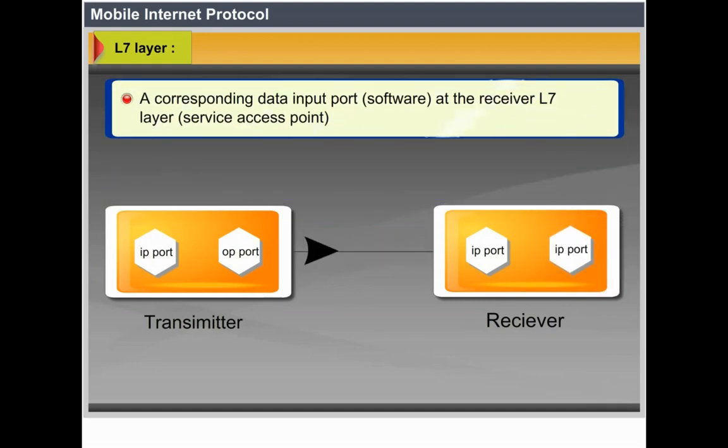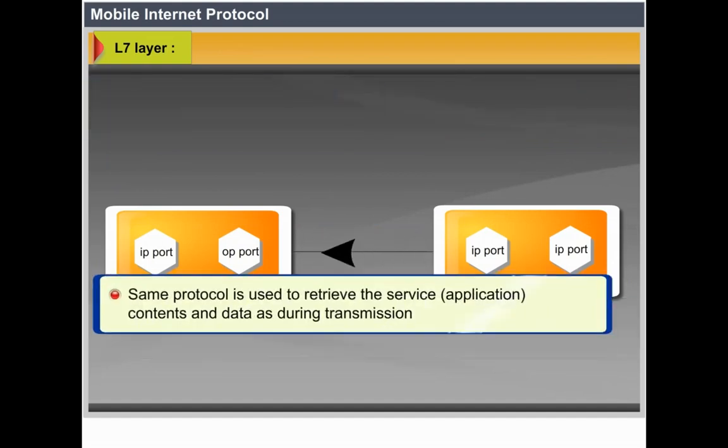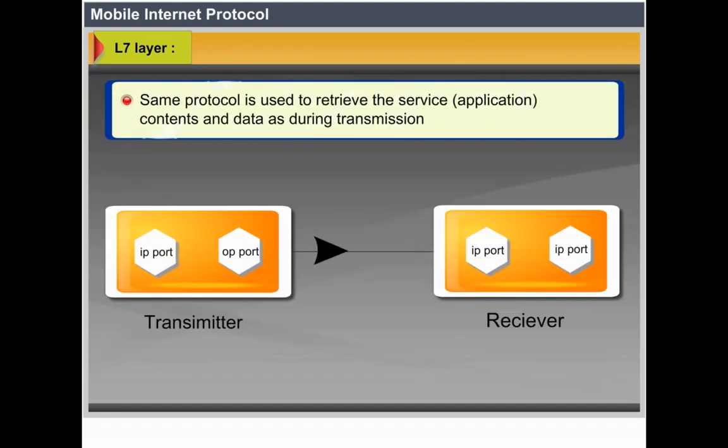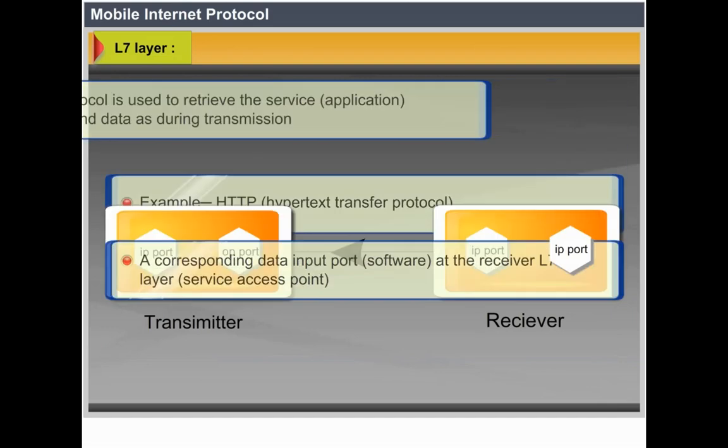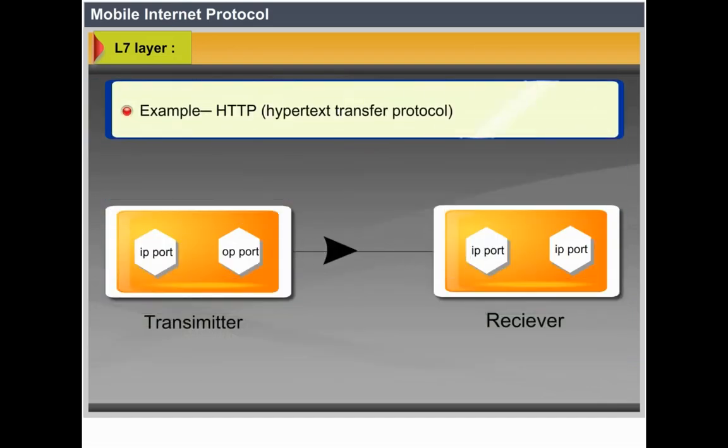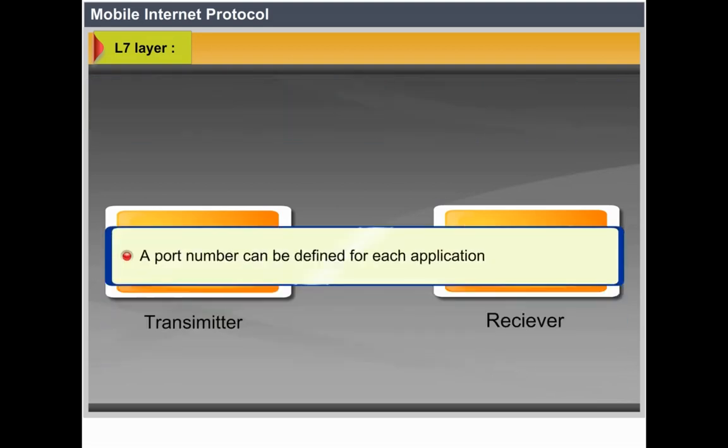A corresponding data input port software at the receiver L7 layer, service access point. Same protocol used to retrieve the service application contents and data as during transmission. Example: HTTP, Hypertext Transfer Protocol.